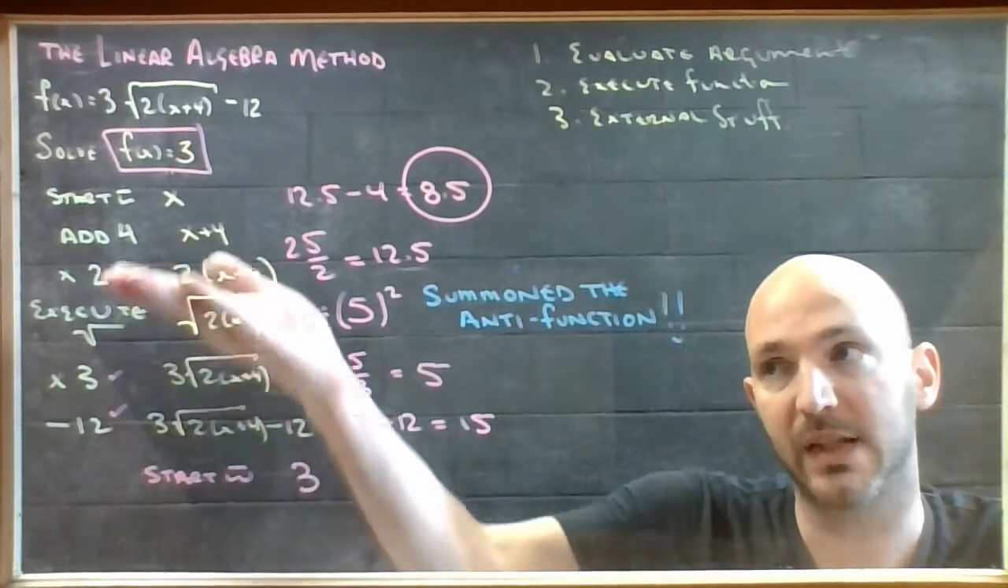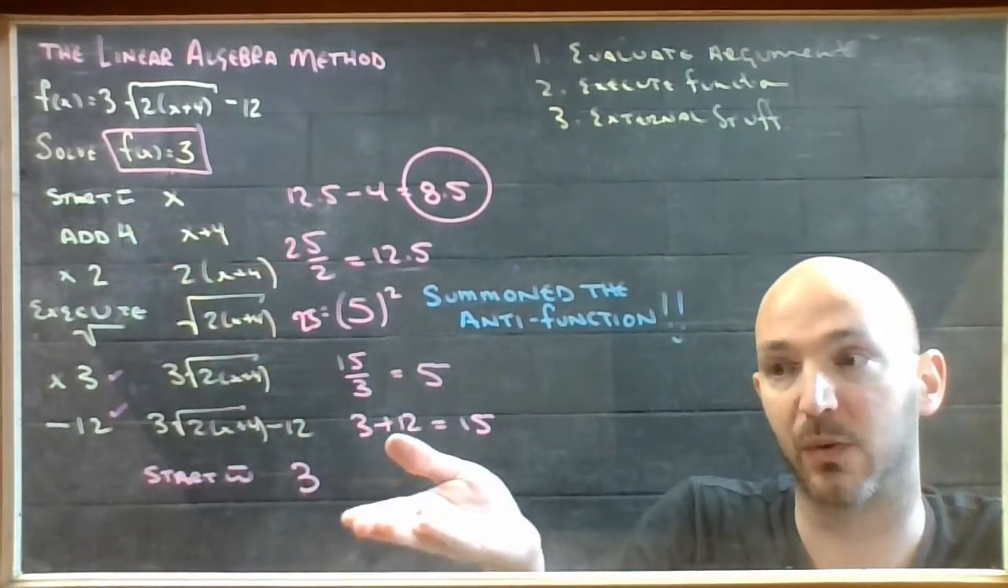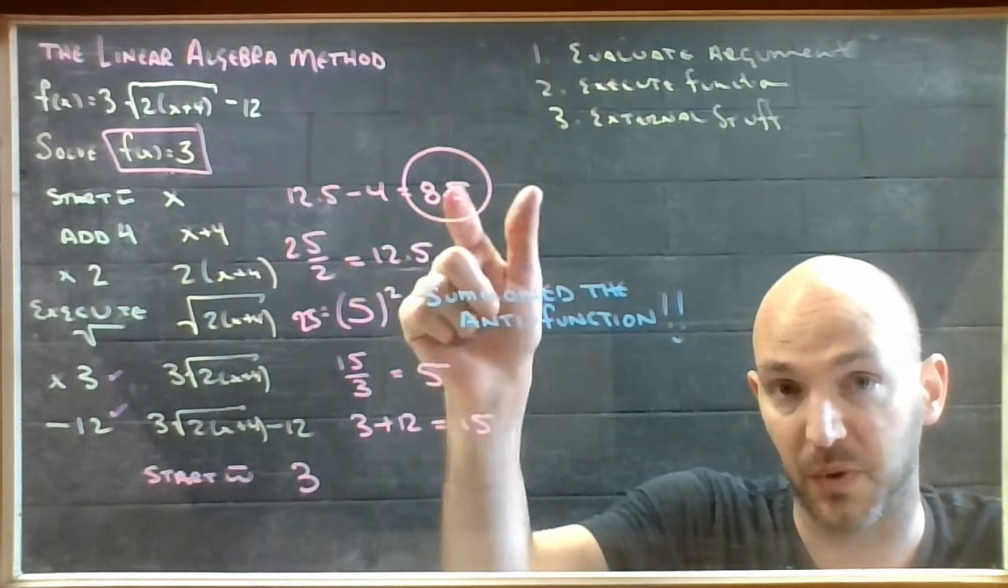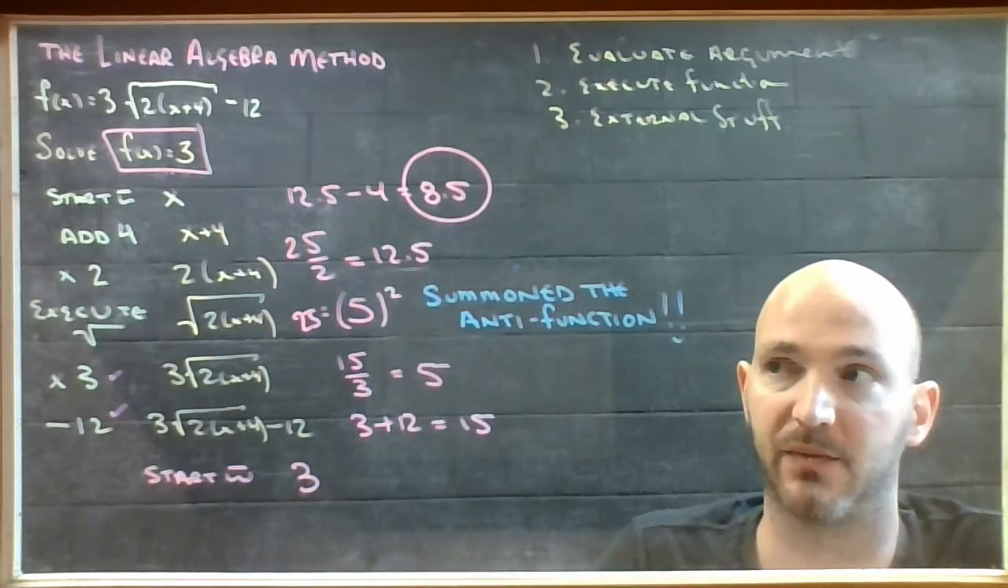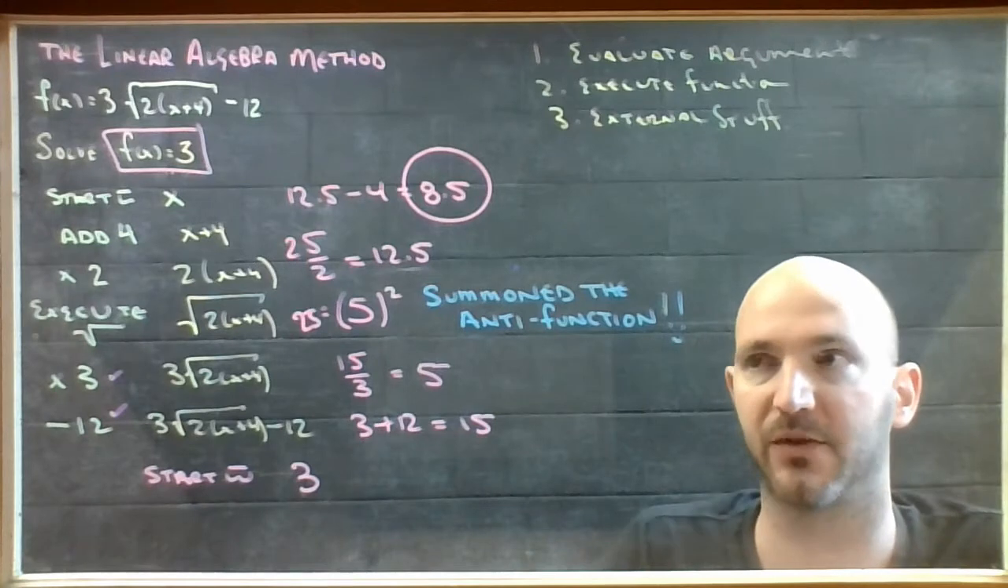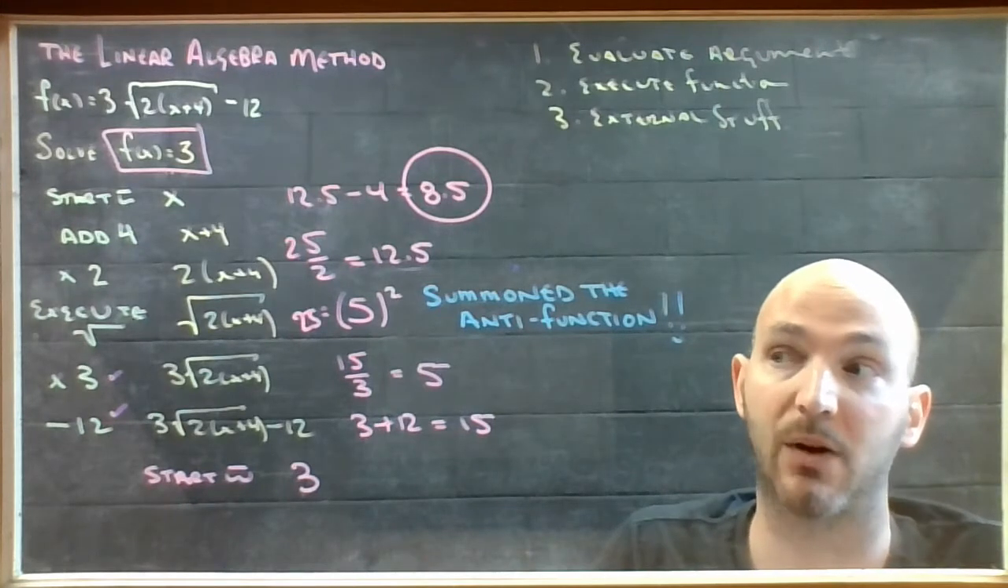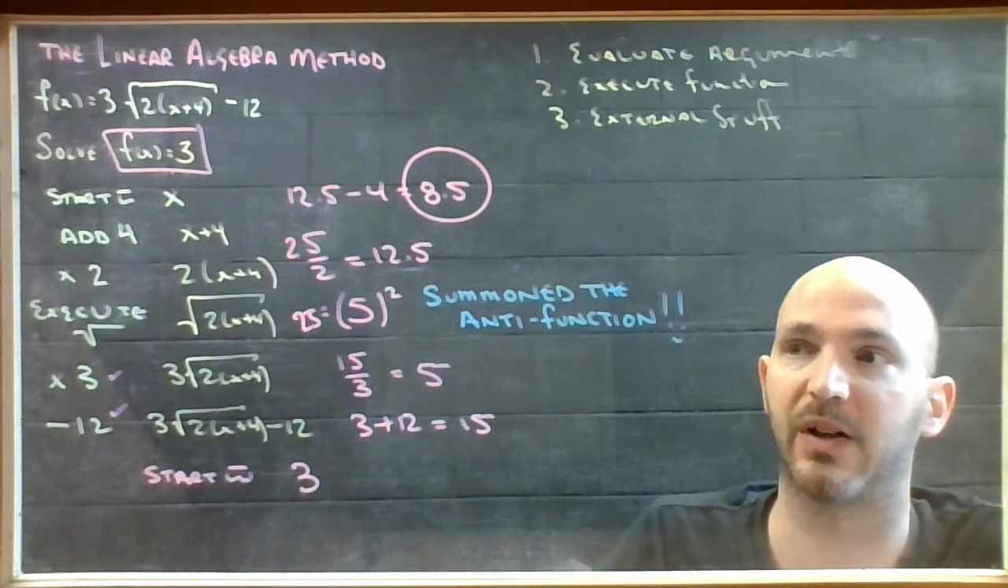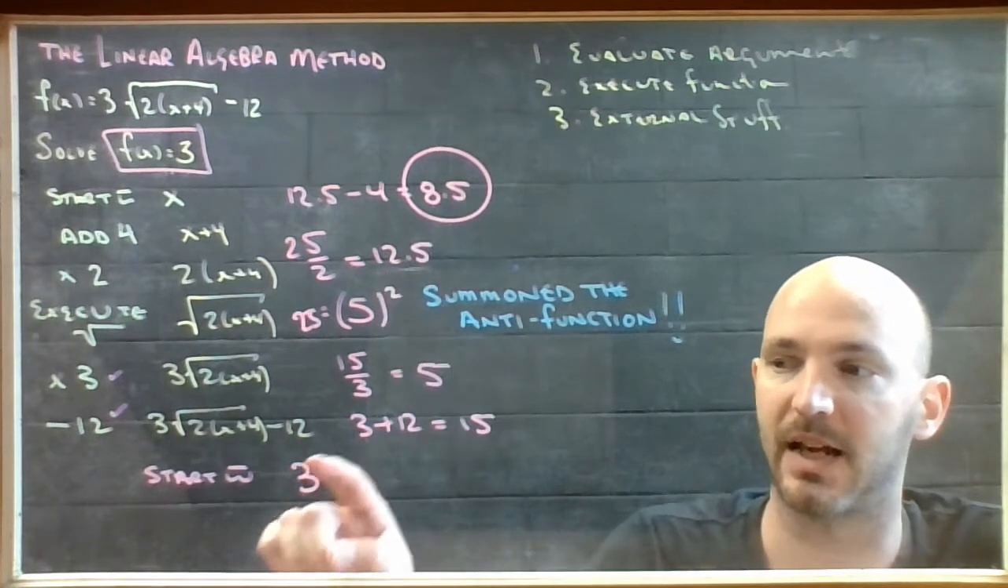So by reversing these steps, you were able to reverse engineer the input from the output you receive from that function. And that's the entire point of algebra, to be able to work backwards through the steps in order to figure out what number went in to have this number come out.